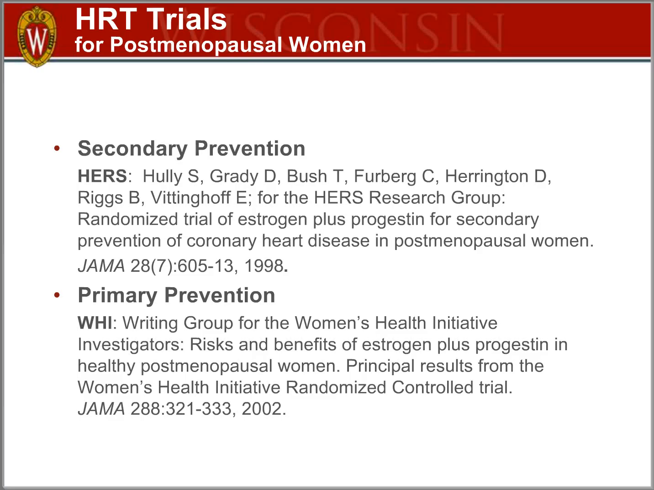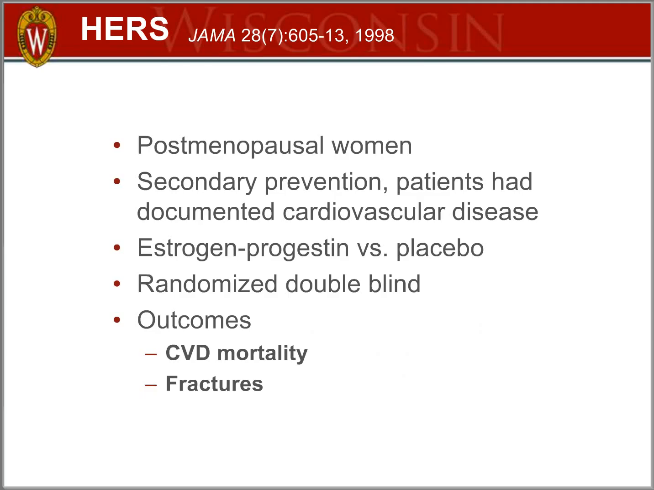So these 2 trials that I referred to here, one is called HERS, the other is called the WHI, or the Women's Health Initiative, were conducted. The HERS trial, published in 1998, was in postmenopausal women who already had some documented cardiovascular disease. It was estrogen, progestin versus placebo, randomized double-blind. Its outcomes were cardiovascular mortality and fracture rates.